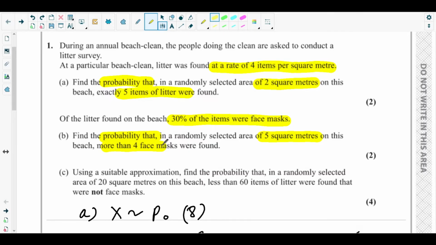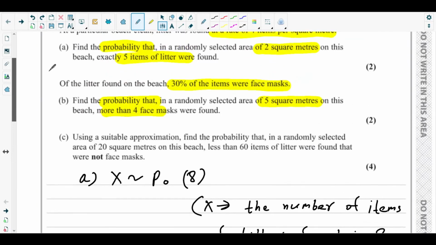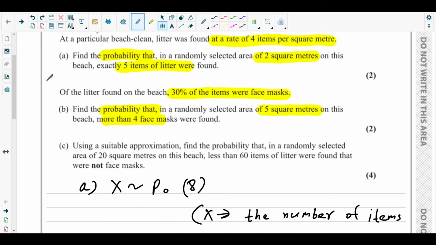But here it is just saying that 30% of the items that have been found are face masks. So it is still a Poisson distribution, definitely. In a Poisson distribution the mean is proportional to the interval, so for 5 square meters the mean would be 5 times 4, right? So for part B, 5 times 4 is the mean number of items of litter found. That would be 20.